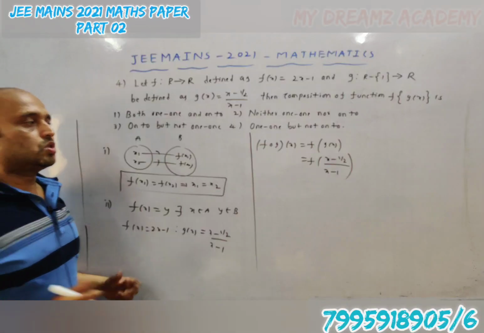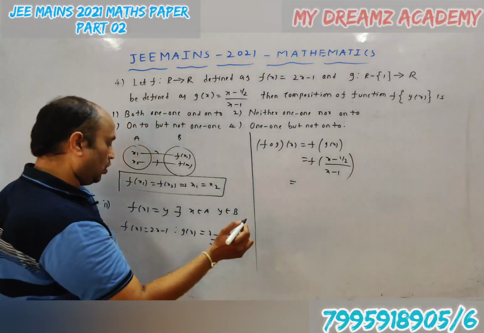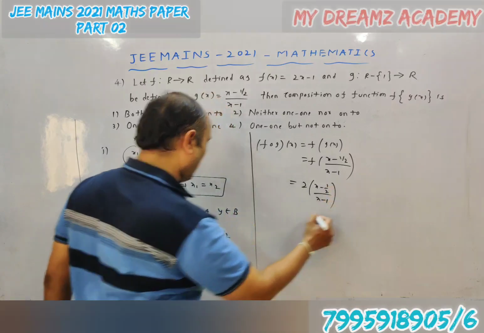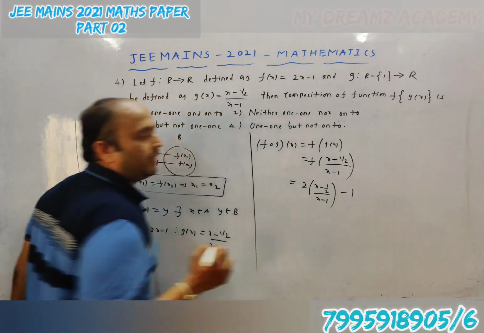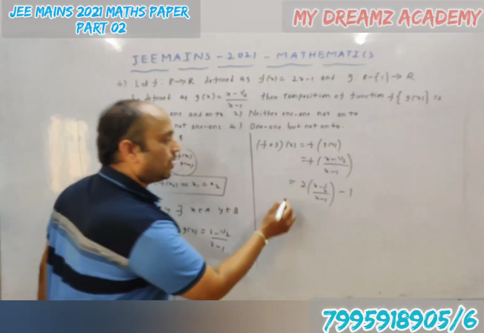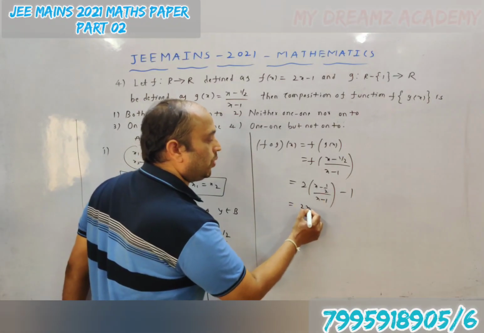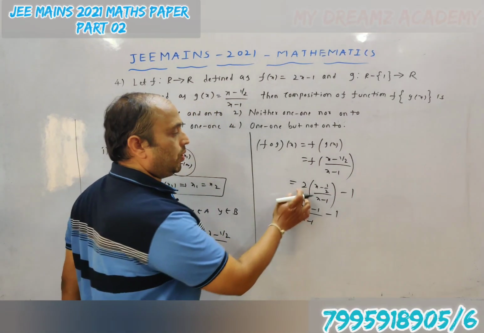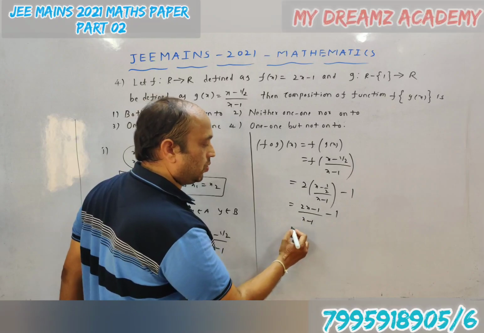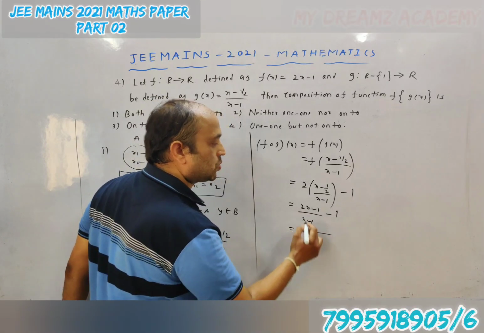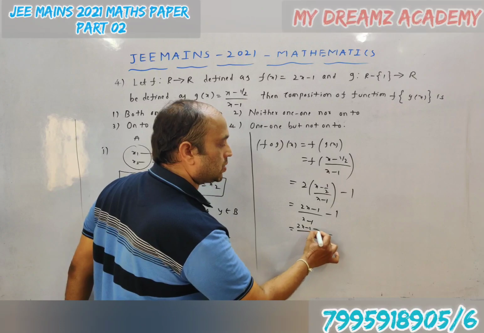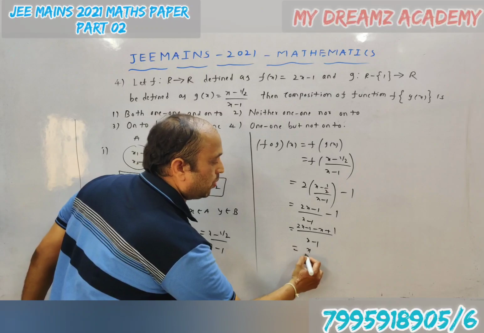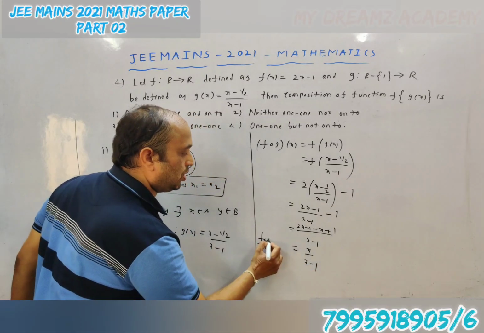So now we want to find f of (x minus 1) by (2x minus 1) using this function. Substitute in place of x this value: 2 into (x minus 1) by (2x minus 1), minus 1. Multiplying, that is (2x minus 2) by (2x minus 1) minus 1. Now take the LCM: (2x minus 1) minus... that equals x by (x minus 1). This is the composite function.